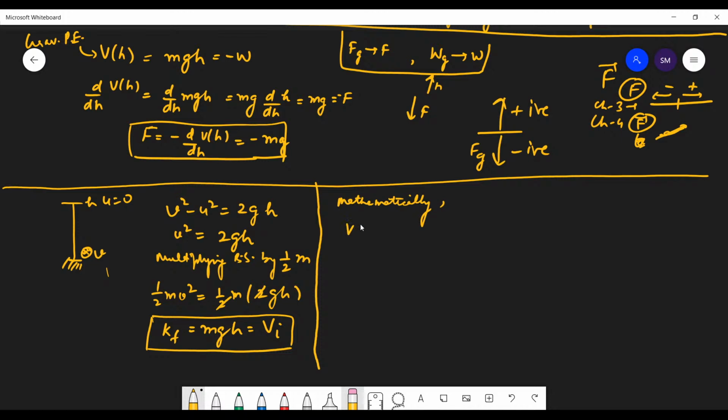So the potential energy, mathematically, if I want to write, it can be written as we just did here, dV by dh is equal to, we have written it, minus F_x. So F_x is equal to this. So we have already written this. So I'm rewriting it again. Here it was for height h. Now I can write it for any one-dimensional motion.